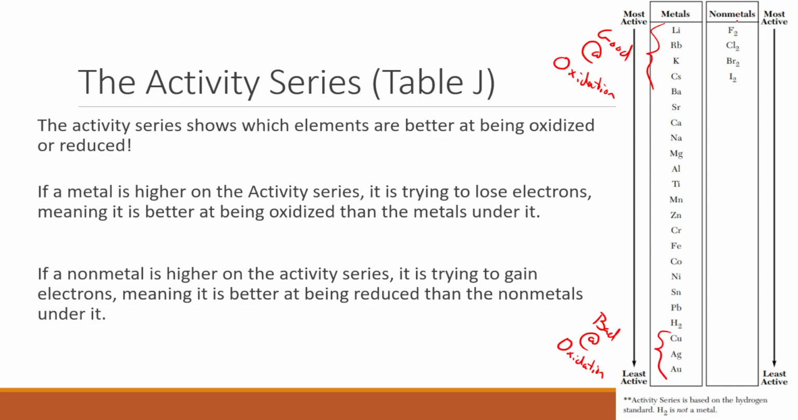For the non-metals, it's being good at reduction, or, in the case of iodine, bad at reduction. And this is all relative. This is relative to each other, right? Iodine is really good at being reduced, but just not as good as bromine, chlorine, or fluorine. Something like zinc is pretty good at being oxidized, but just not compared to these elements above it.